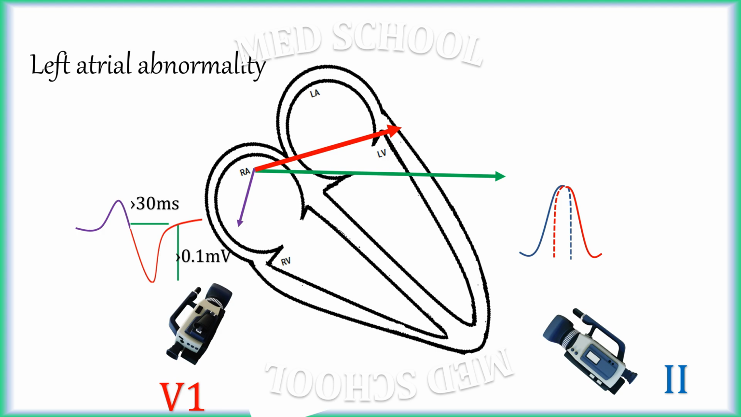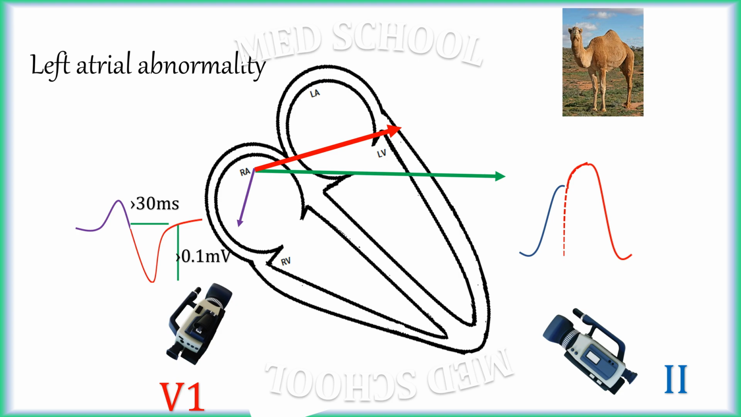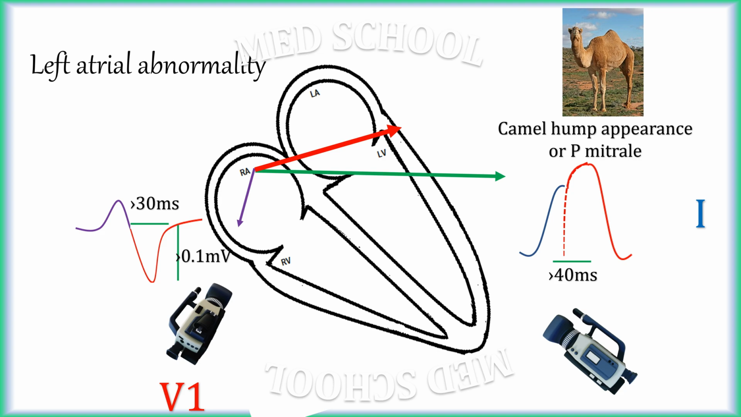As a result, terminal part of P wave in limb lead increases in duration and amplitude. This appearance of P wave looks like back or hump of a camel. Hence it is called as camel hump appearance. This pattern is also called as P mitral, as it is usually present in cases of mitral valve abnormalities. Duration of notch or hump is more than 40 milliseconds. If leftward shift is significant and let's say up to 0 degrees in frontal plane, in such cases most prominent P wave will be seen in lead 1 instead of lead 2.